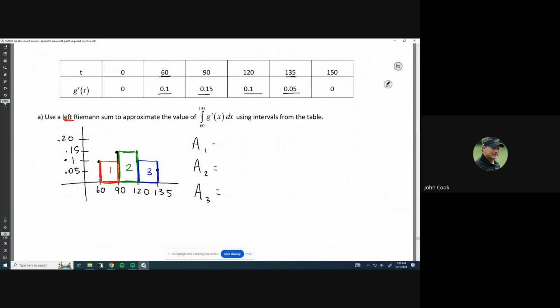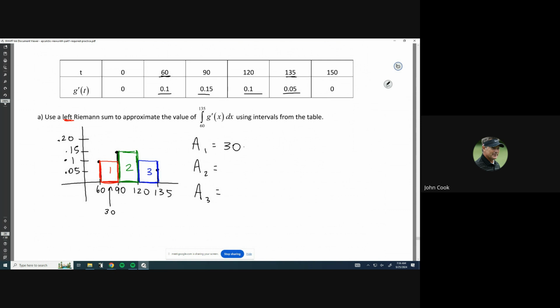Now, before, all of the subintervals, like this one and this one and this one, were equally spaced, but now they're not equally spaced, so you need to be mindful of that. So you've got to get the base length for all of these rectangles. And it's going to be different, like for the red one, right? It's between 60 and 90, so that's a base of 30.